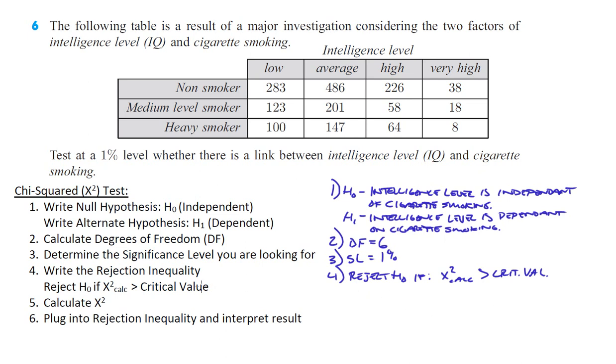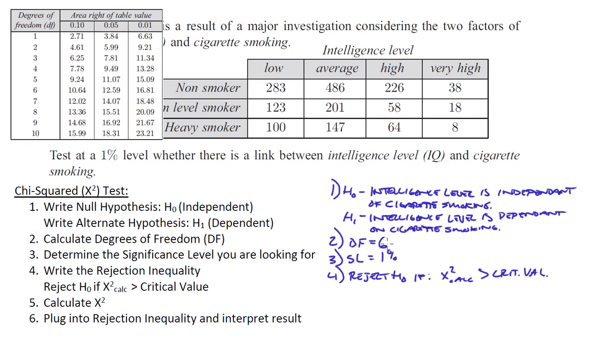Okay, so let's figure out our critical value first. Our significance level is 1% and our degrees of freedom is 6. So here's our degrees of freedom, 6, and the significance level: 16.81, that's the 1%. So here's our 16.81. And then now we're going to want to figure out what our chi-squared calculated is.